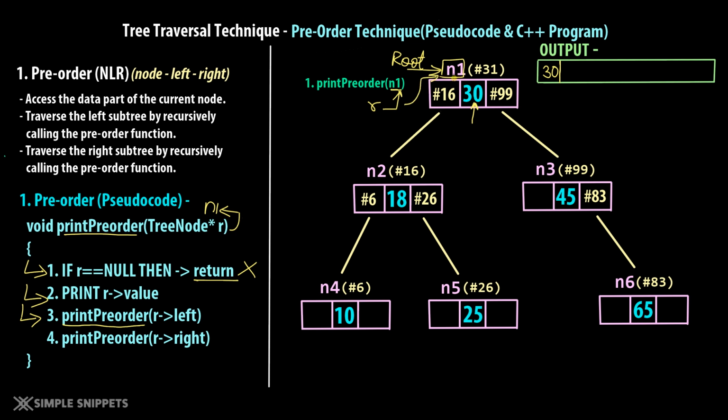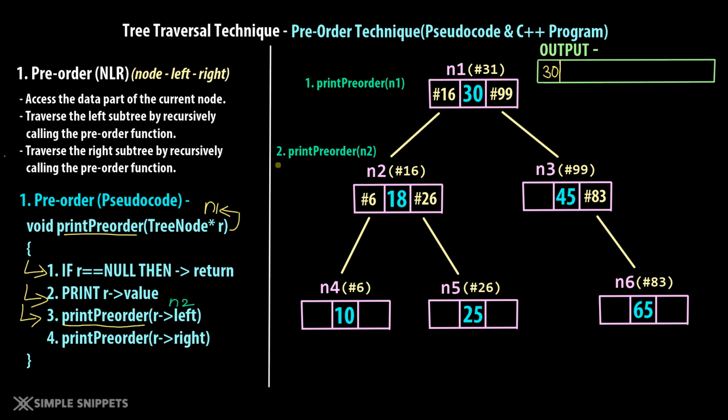Which node is there to the left of n1? This is #16. What is #16? #16 is the address of n2. You can see over here, #16 is nothing but the address of n2. So basically we are passing n2 over here in the second function call, or our first recursive call. Alright, so let's see that call.